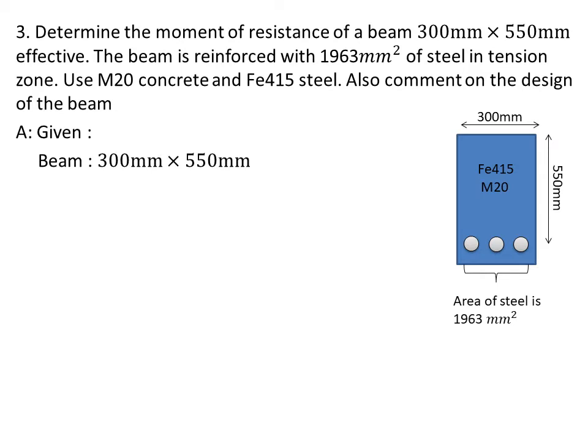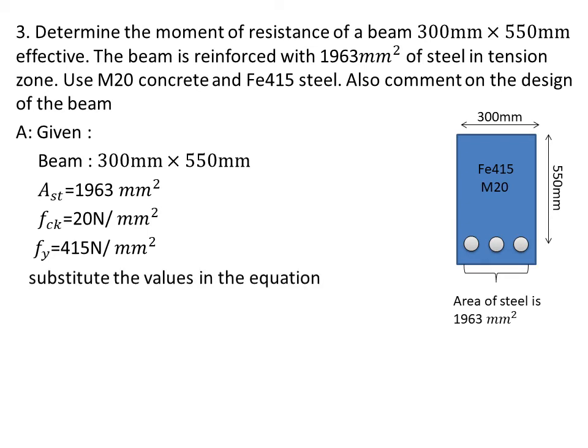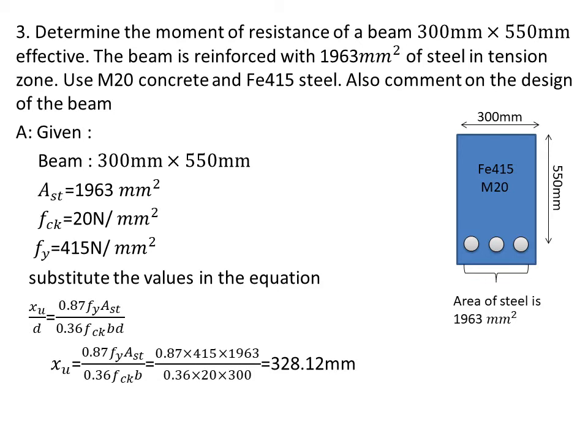The beam section is 300 mm by 550 mm. The Ast value is directly given, so we don't have to calculate it. The fck value as well as the fy value is also given in the question. We substitute the values in the equation: xu by d is equal to 0.87 fy Ast by 0.36 fck bd. We find the value of xu, which is 328.12.